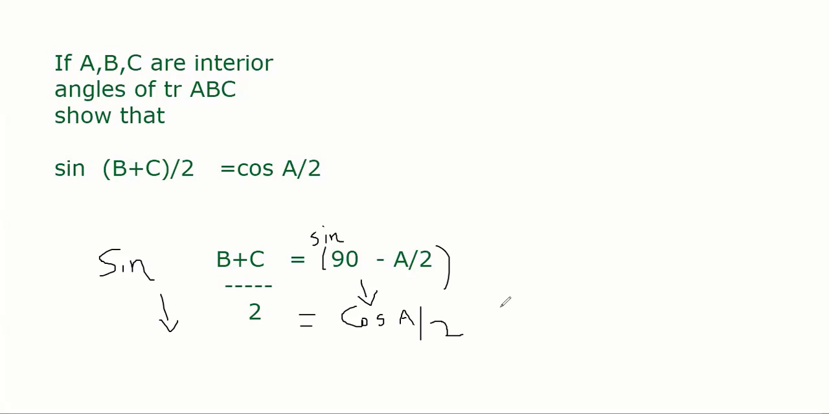The A by 2 is theta, no, sir. Therefore, sine (90 minus theta) is cos theta. Yes. Okay, sir. That this whole is theta for us. And we know sine (90 minus theta) equal to cos theta.